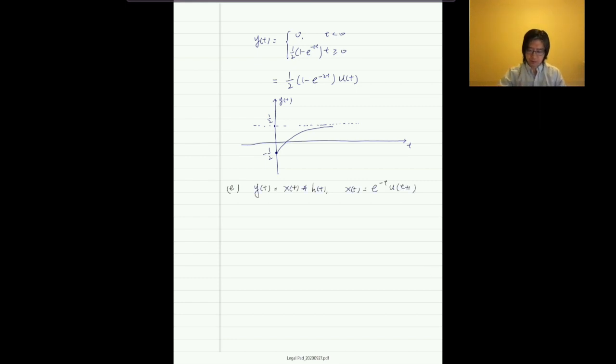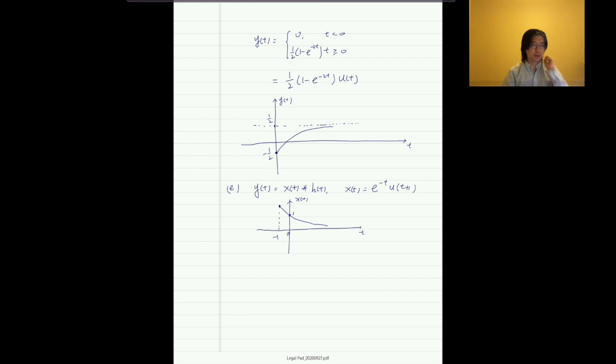Okay, so in this case, let's first sketch what x of t is, right? So x of t is e to the power of negative t, but multiplied by u of t plus 1. So u of t plus 1 is u of t shifted to the left by 1. Therefore, this is what we have for x of t. Negative 1, 0. Okay, and here is 1. Okay, so this is the x of t.